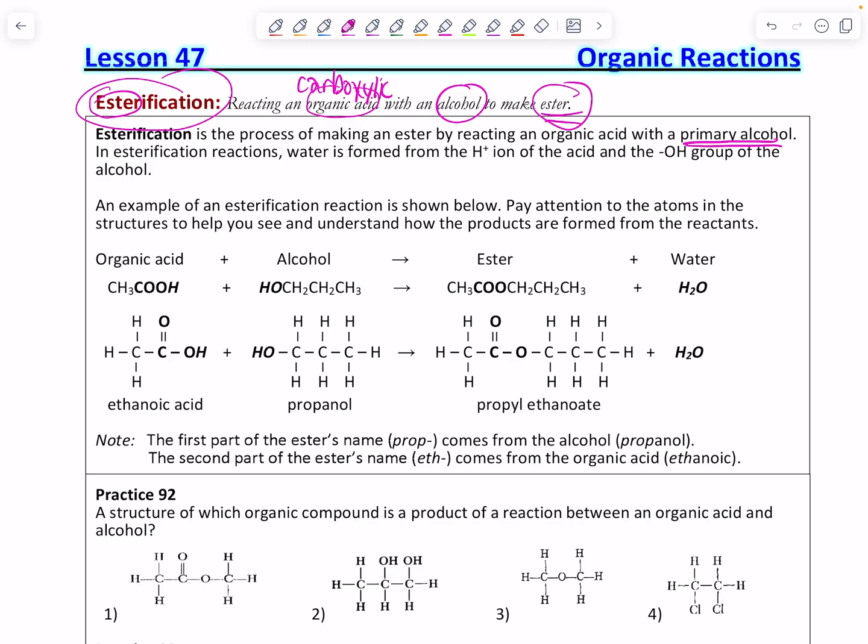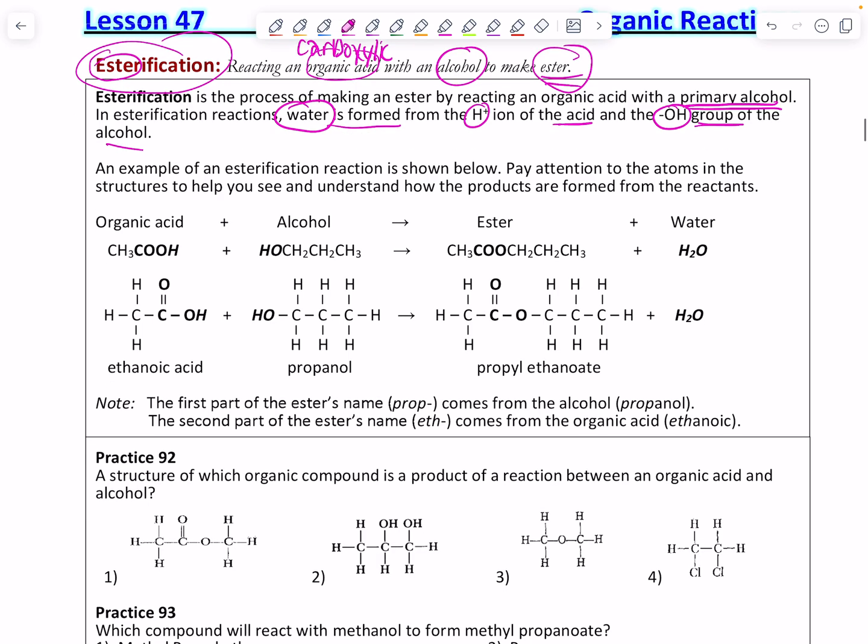And so what happens is you will form an ester, but you also produce water. So water is also formed. And the reason it's formed is because the hydrogen ion from the acid and the hydroxyl group from your alcohol, they come together, and that H plus OH makes H2O, okay? So here's an example. So here's my carboxylic acid or my organic acid. Here is the full structural formula. This one is specifically ethanoic acid because it's got 2 carbons here.